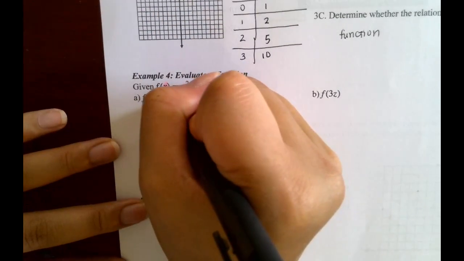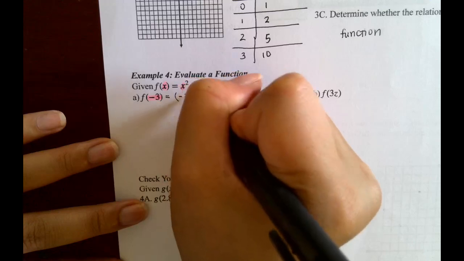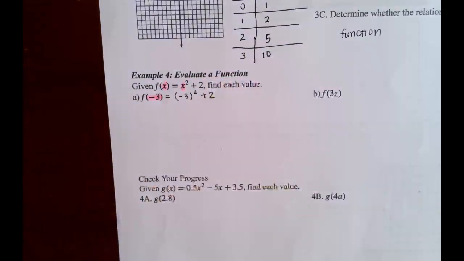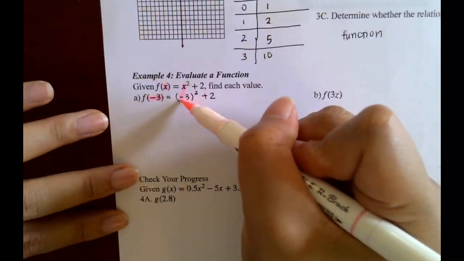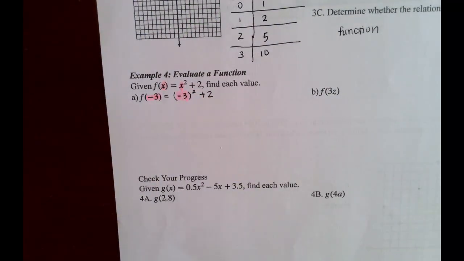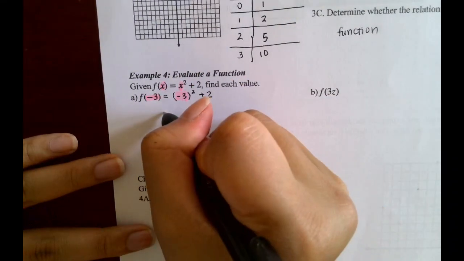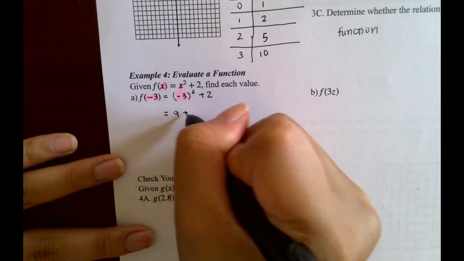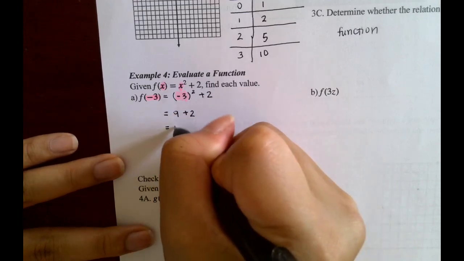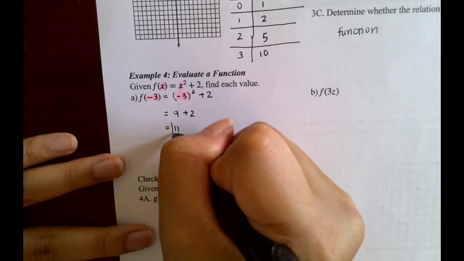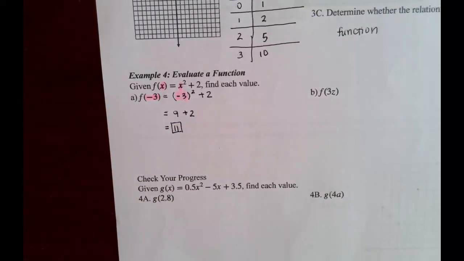Right, so that's what I'm going to do. I'm going to plug in negative 3 in place of the x. Everything else should stay the same. Negative 3 squared is negative 3 times negative 3, so that's 9. Then 9 plus 2 is 11. So f of negative 3 is 11.